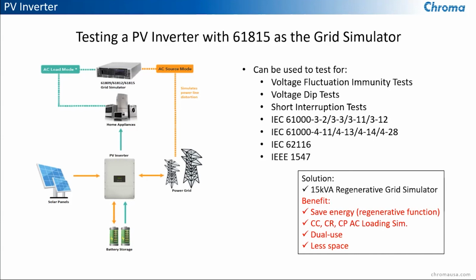And again, before the bidirectional capability of this unit, you would need a very large AC load and a separate AC source with a very large resistor for load simulation. However, now you only need our 15 kVA regenerative grid simulator.